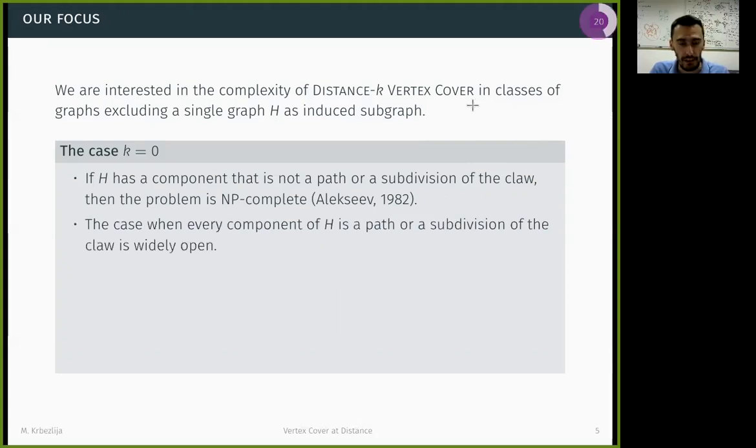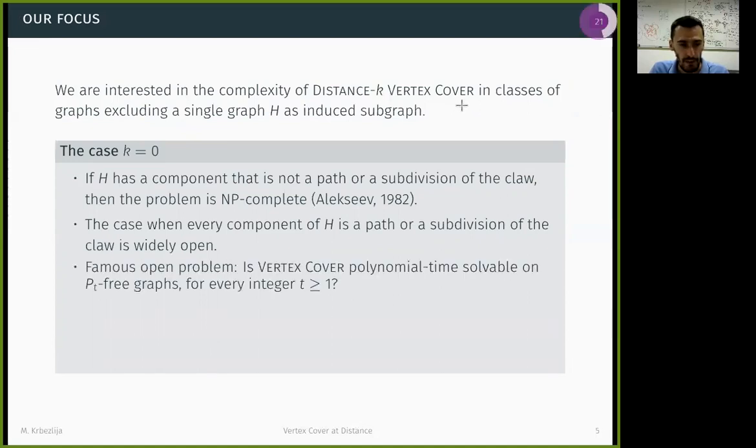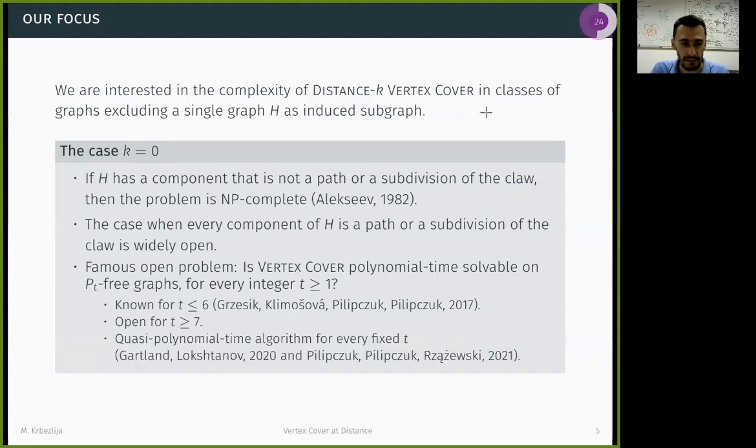On the other hand, the case when every component of H is a path or a subdivision of the claw is widely open. The famous question is whether the vertex cover is polynomial time solvable for P_t-free graphs for every integer t greater than or equal to 1, and the result is known for t less than or equal to 6. However, in the case when t is greater than or equal to 7, the problem is still open. But there are quasi-polynomial time algorithms for every fixed t.